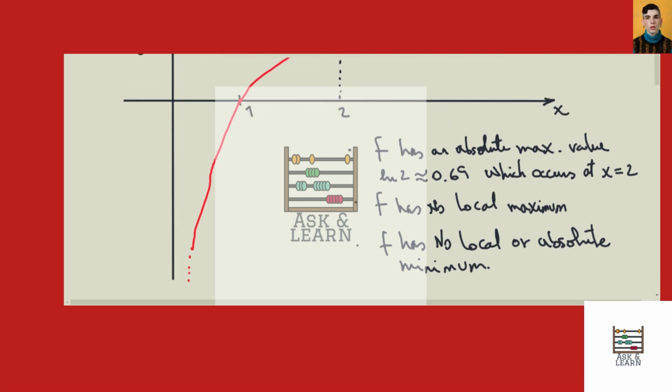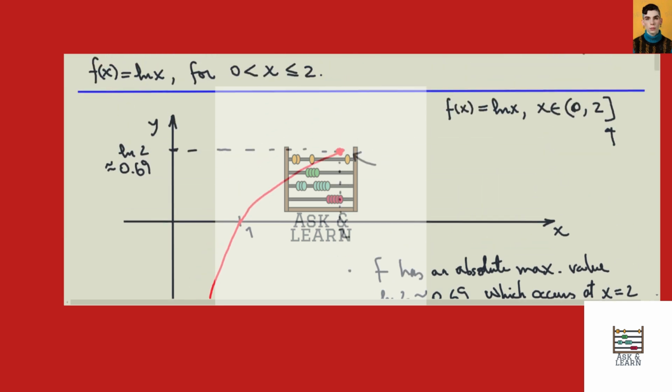So these are the properties of this function: natural logarithm of x for x positive and less than or equal to 2.